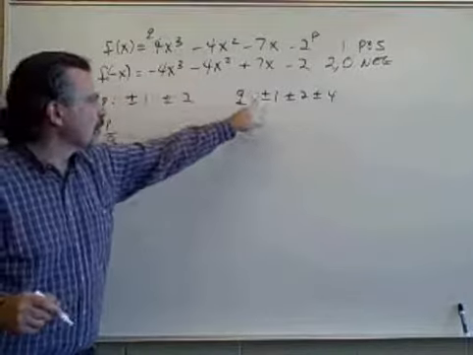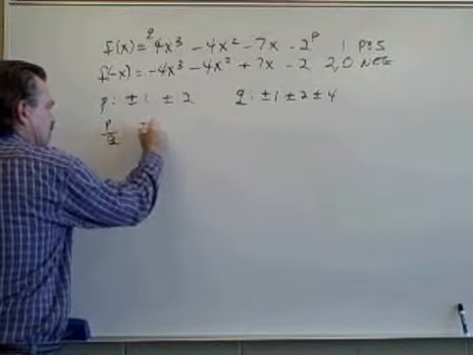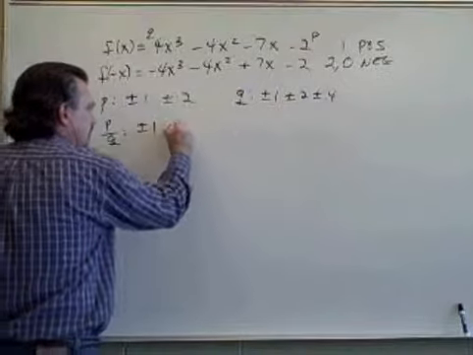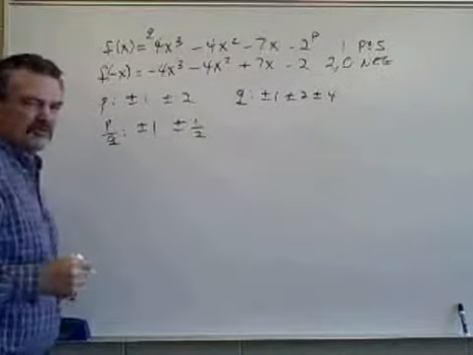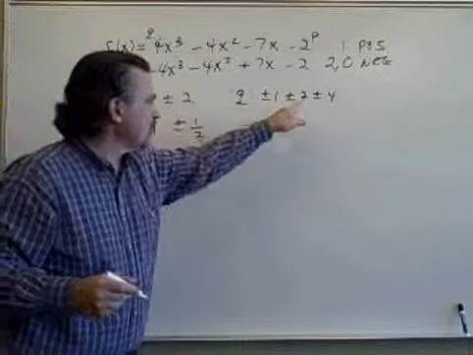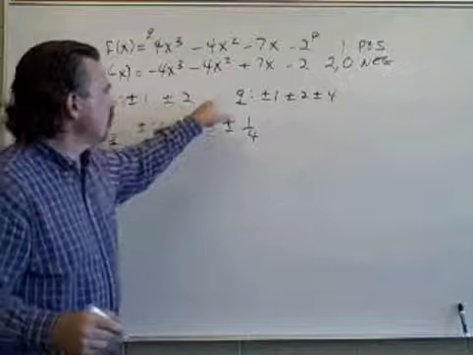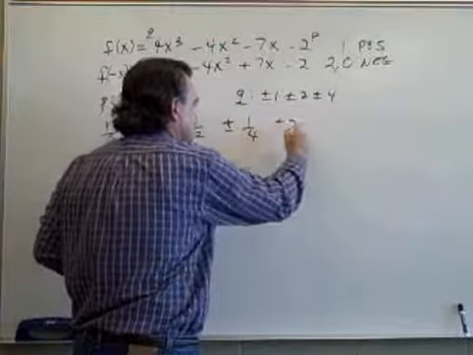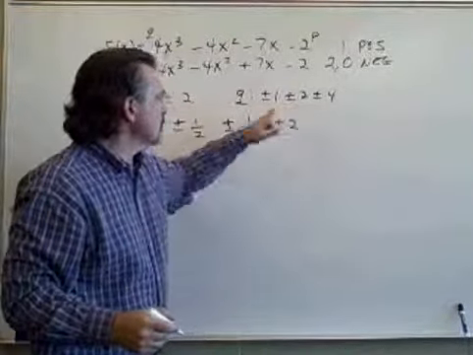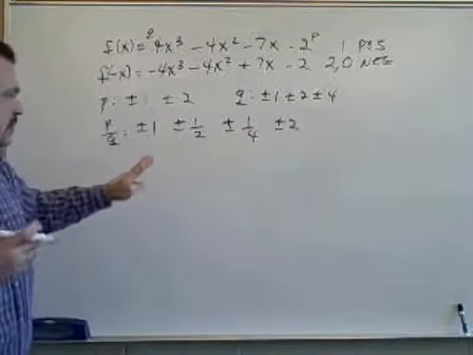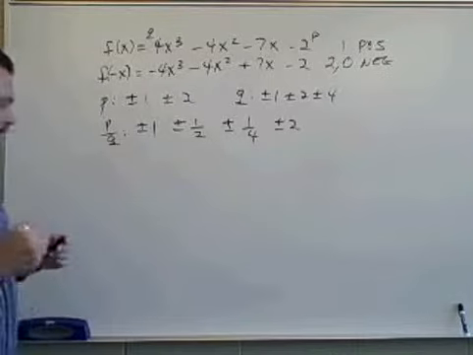So 1 over 1 is going to give me plus or minus 1. 1 over 2 is going to give me plus or minus 1/2. Ooh, fractions. 1 over 4 is going to give me plus or minus 1/4. 2 over 1 is plus or minus 2. 2 over 2 is 1, which we've already listed. And 2 over 4 is 2/4, which is 1/2, which we've already listed.